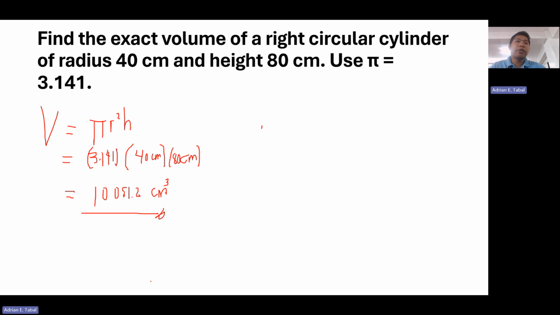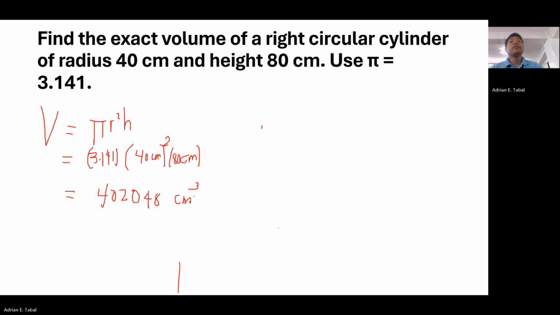I think I forgot to square the 40 cm. So let's check this one. Okay, so that's 3.14 times 40 squared, which is 1600, times 80. That is equivalent to 402,048 centimeter cube.